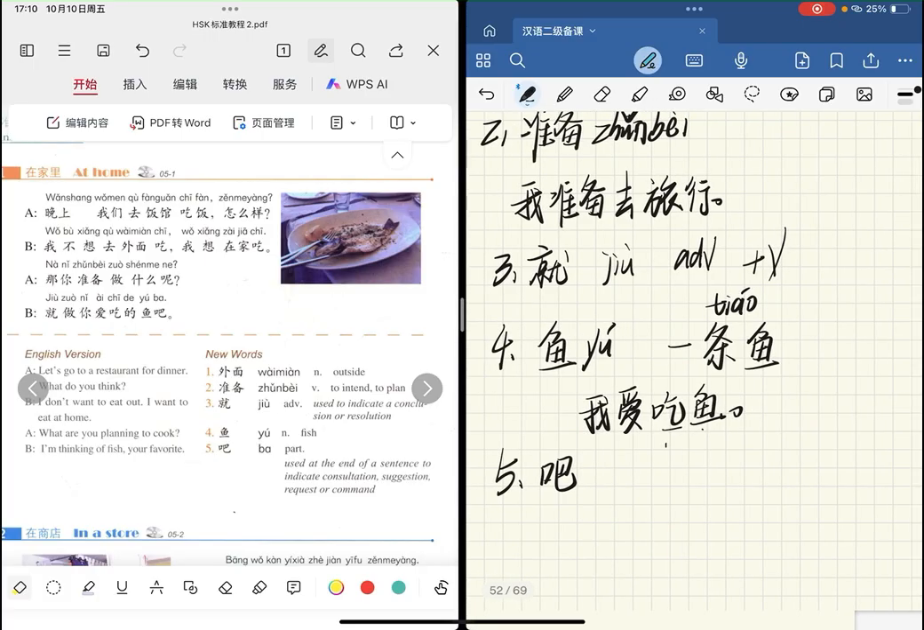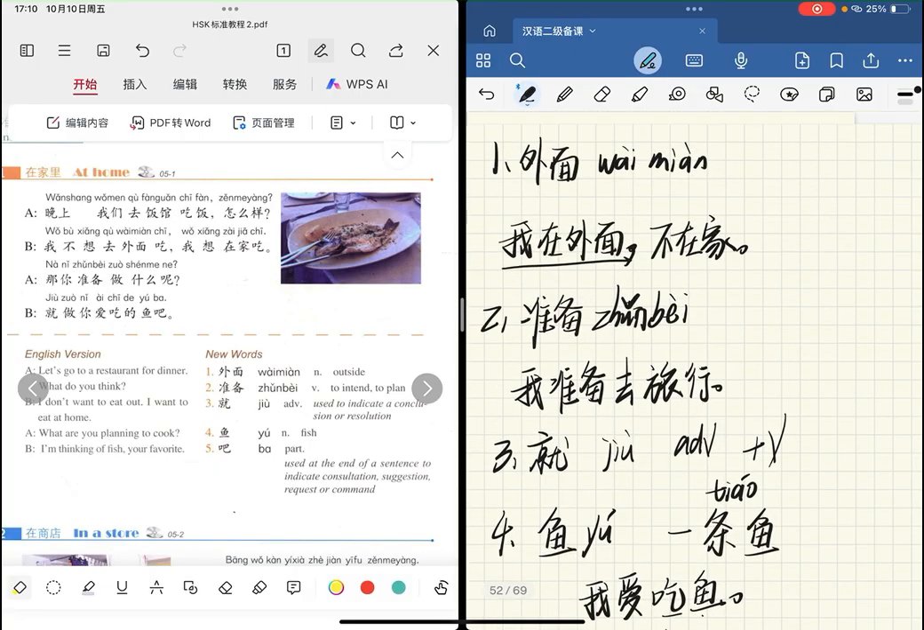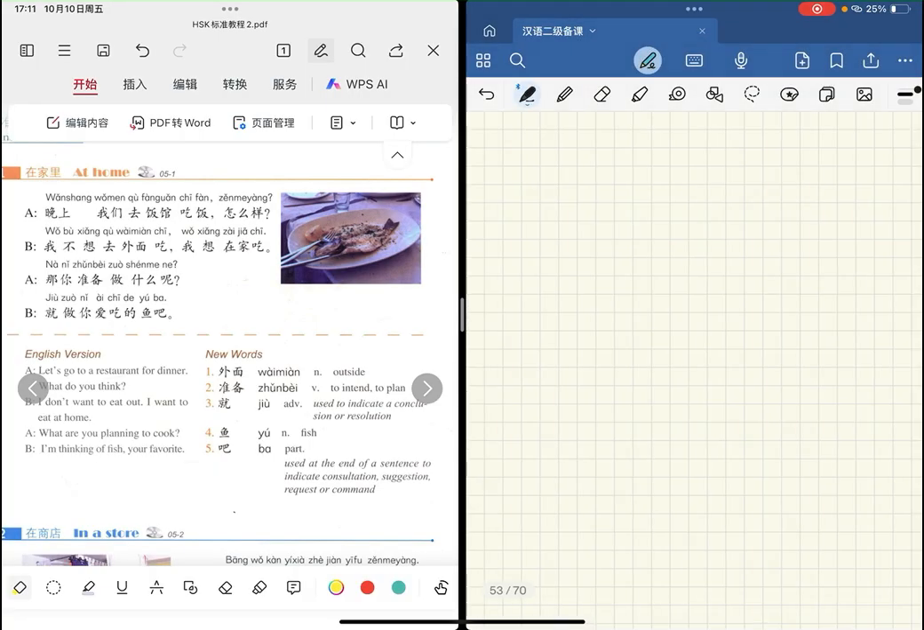Okay, let's see the text. So this text takes place at home, 在家里. Okay, A says 晚上, evening or night. 晚上我们去饭馆吃饭. 饭馆 is the restaurant. Let's go to a restaurant for dinner. 晚上我们去饭馆吃饭, and then we add 怎么样.